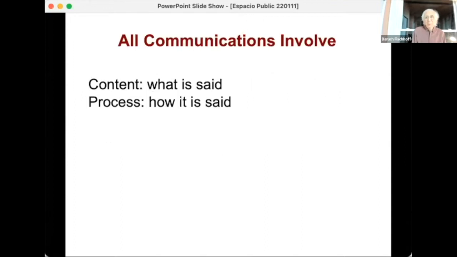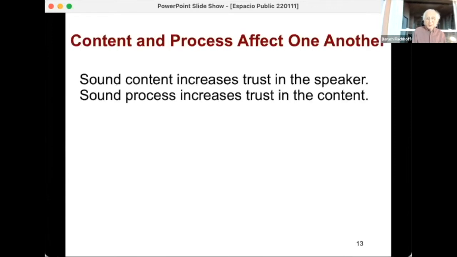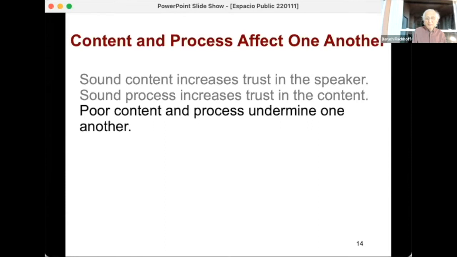All communications involve content, which is what is said, and process, which is how it is said. Content and process affect one another. If you have sound content, it increases trust in the speaker. If you have sound process, it increases trust in the content. And conversely, poor content and process undermine one another.